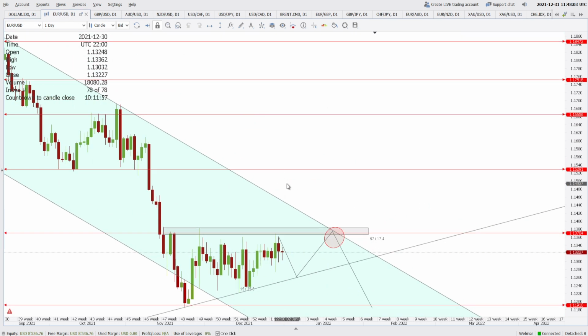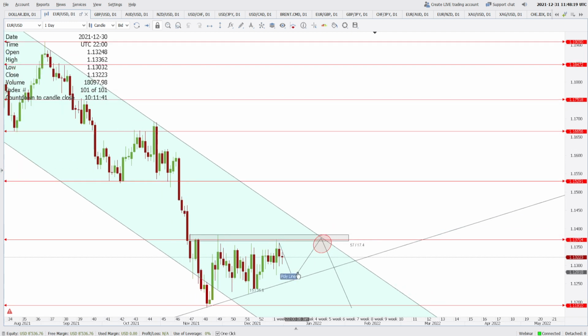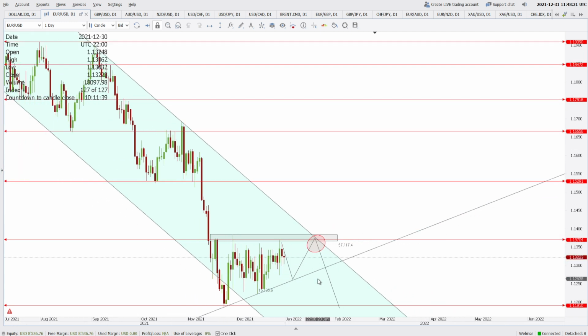If we talk about the euro dollar, there is an ascending triangle forming here, and this time the push to the upward seems to be stronger. There is a possibility that 1.1370 may break to the upside, and actually the possibility is 50-50 to the downside also. But if it breaks to the upside, it will have this resistance, this dynamic resistance, which is being given by the channel.